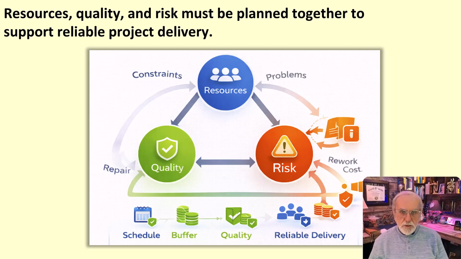part of one system. Resource limits can increase both risk and quality problems. If the project lacks the right people, skills, or time, the team may rush work, miss important checks, or struggle to maintain consistency. That can reduce quality and create additional uncertainty during execution.